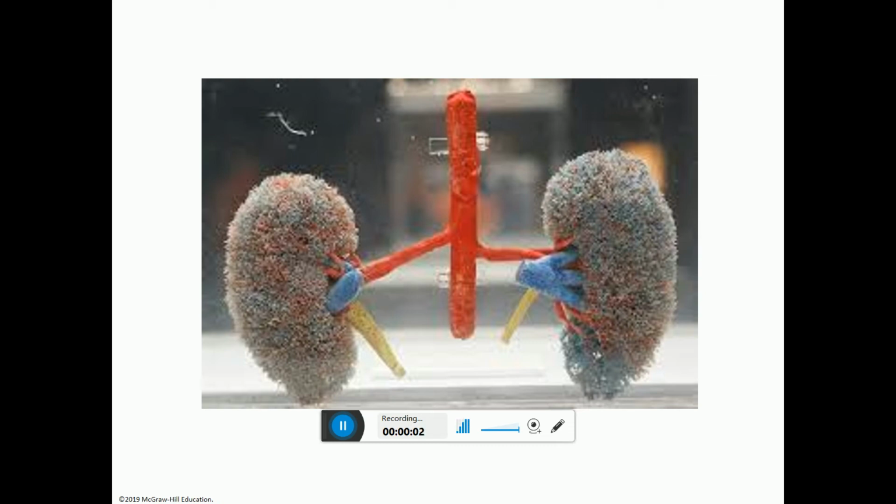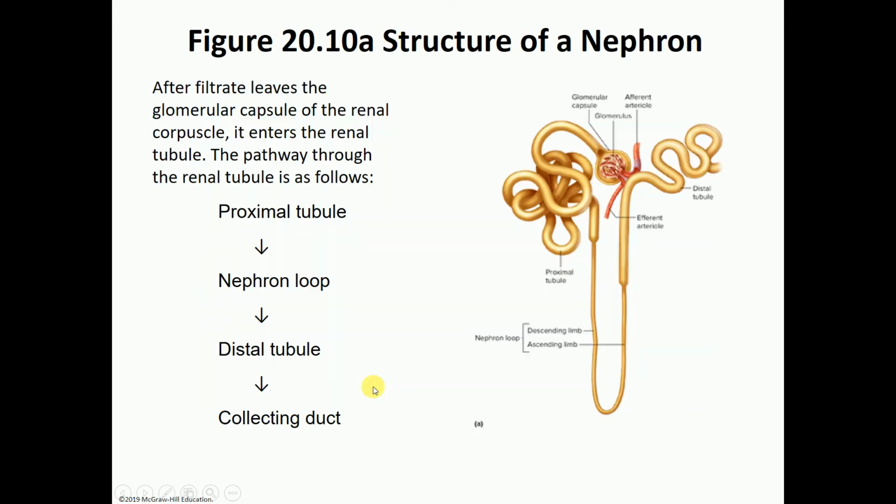Now in this part we will be talking about the nephron and the blood vessels that surround the nephron. And here you can see a mold of these blood vessels. So the kidneys have a very extensive blood supply. Now here, this is the structure of the nephron.